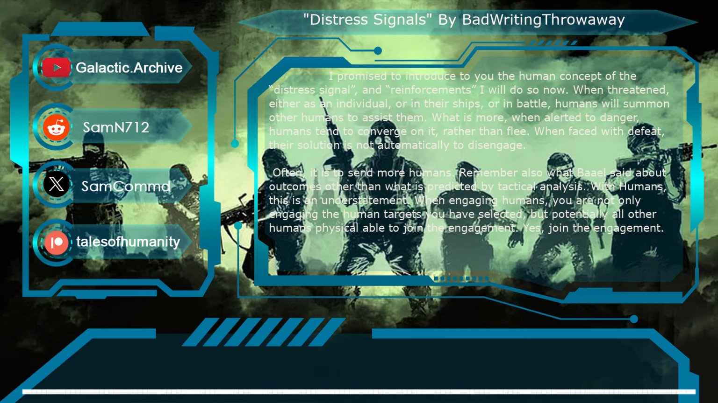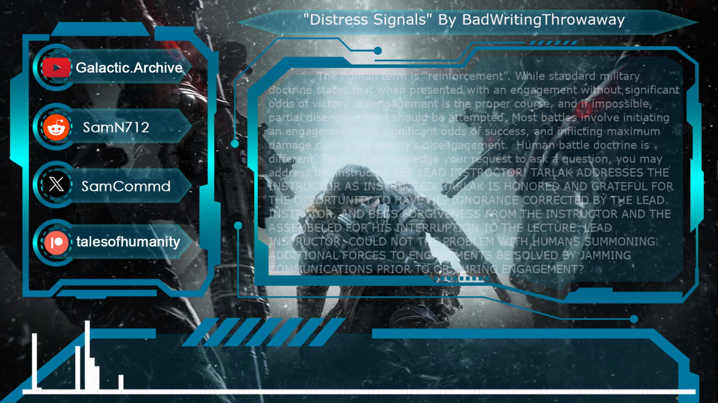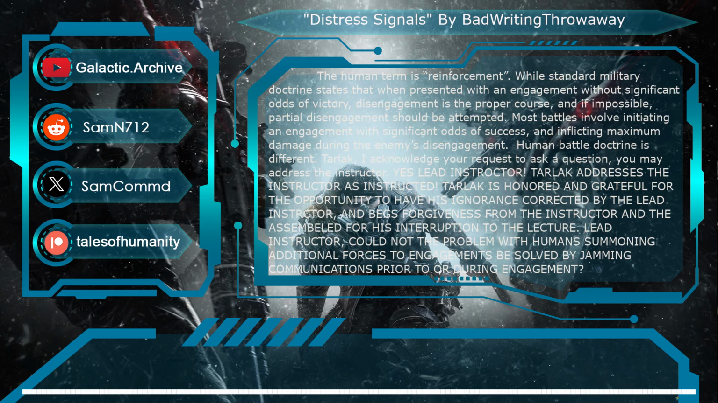When engaging humans, you are not only engaging the human targets you have selected, but potentially all other humans physically able to join the engagement. Yes, join the engagement. The human term is reinforcement. Standard military doctrine states that when presented with an engagement without significant odds of victory, disengagement is the proper course, and if impossible, partial disengagement should be attempted. Most battles involve initiating an engagement with significant odds of success and inflicting maximum damage during the enemy's disengagement. Human battle doctrine is different.